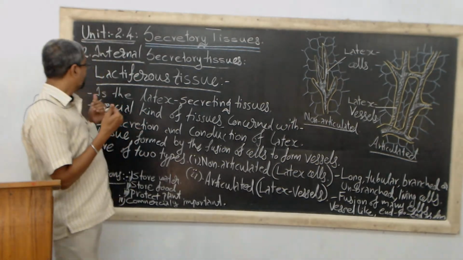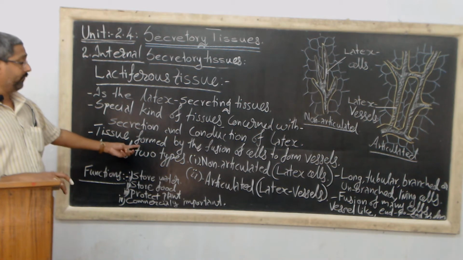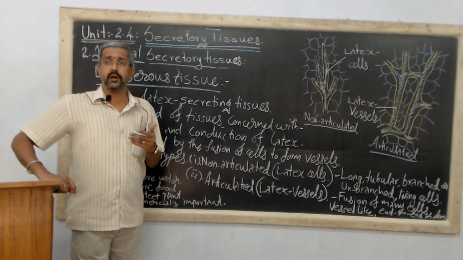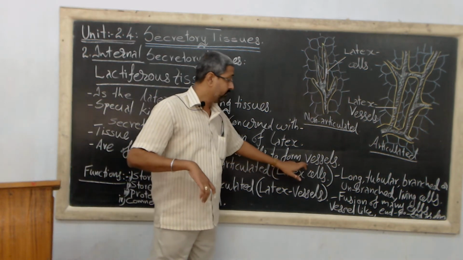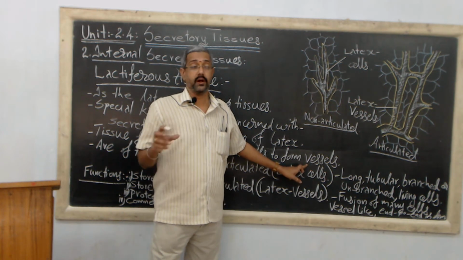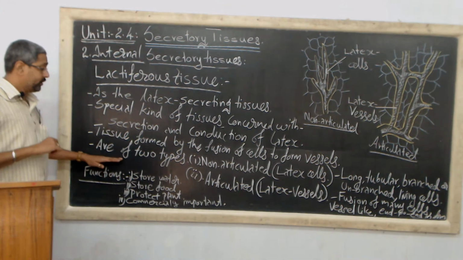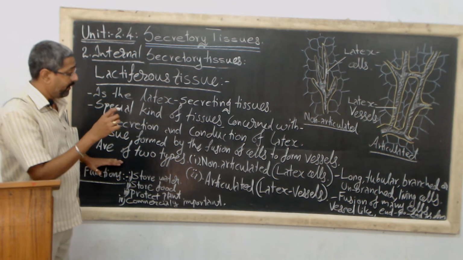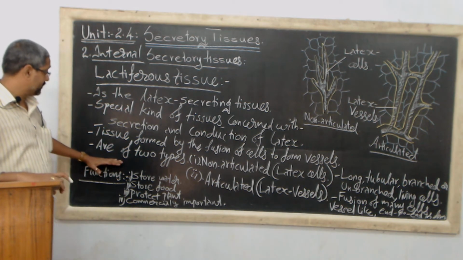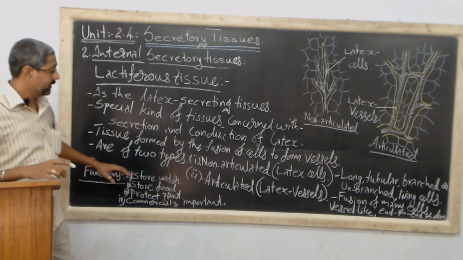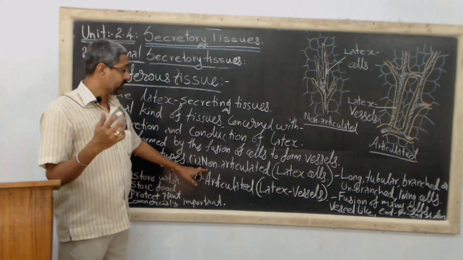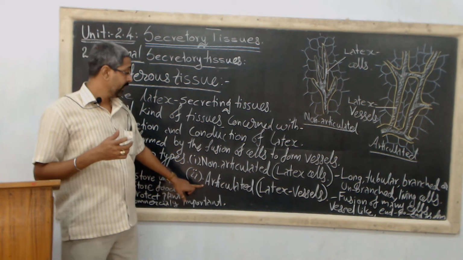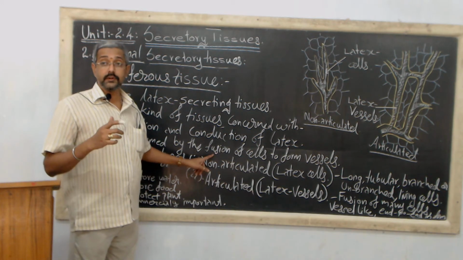But coming to laticiferous tissue, of course, it is formed by the fusion of cells. Some cells are connected end-to-end, which makes a vessel-like structure, or tubular-like cells. Based on the structural differentiation or the fusion of cells, the laticiferous tissue is differentiated into two types. One is non-articulated laticiferous tissue, and the second one is articulated laticiferous tissue. It is a fusion of cells.